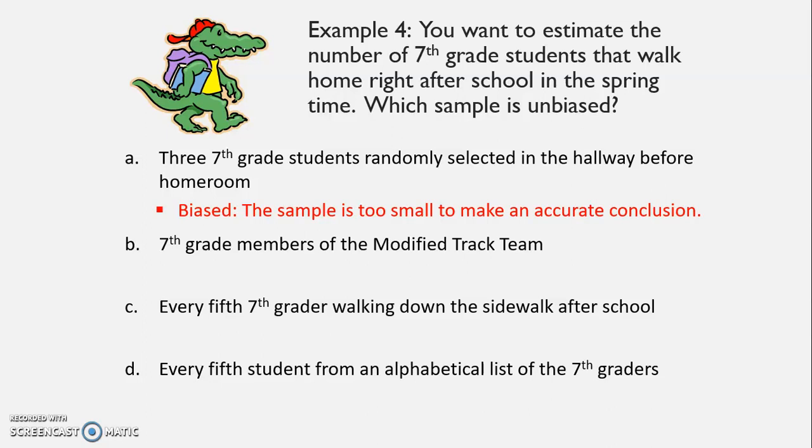Okay, B. 7th grade members of the modified track team. Do you think that's biased or unbiased? That's biased, right? They're already going to be staying after school because they have practice. And you're only taking from that one team. And you know they're already going to be there. For C, every 5th 7th grader walking down the sidewalk after school. Would this be biased or unbiased?